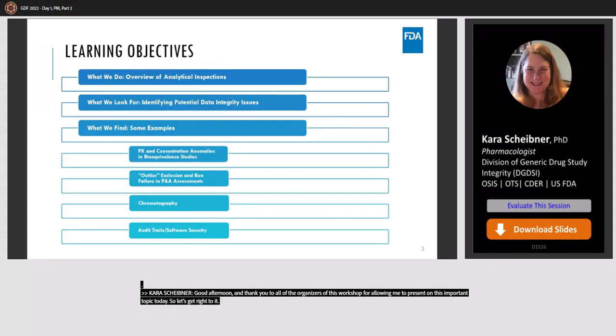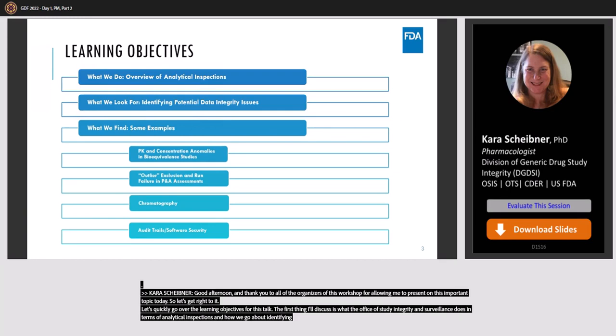Let's quickly go over the learning objectives for this talk. The first thing I'll discuss is what the Office of Study Integrity and Surveillance does in terms of analytical inspections and how we go about identifying potential data integrity issues. Then I'll discuss some examples of data that, while not absolutely indicative of a data integrity issue, are red flags.